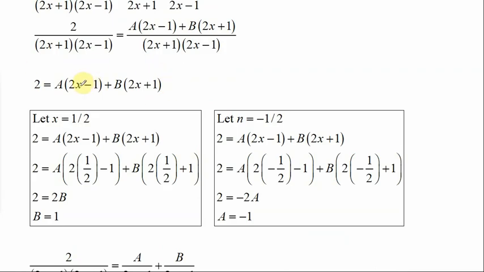And so what we want to do is pick an x such that this factor right here would be equal to 0. So for example, we can let x be 1 half, because 2 times a half is 1, 1 minus 1 is 0. So in the place of x, we have 1 half. 2 times a half is 1, 1 minus 1 is 0, so this part will be 0. And then 2 times a half is 1, plus 1 is 2, so we get 2 is equal to 2b, or b is equal to 1.